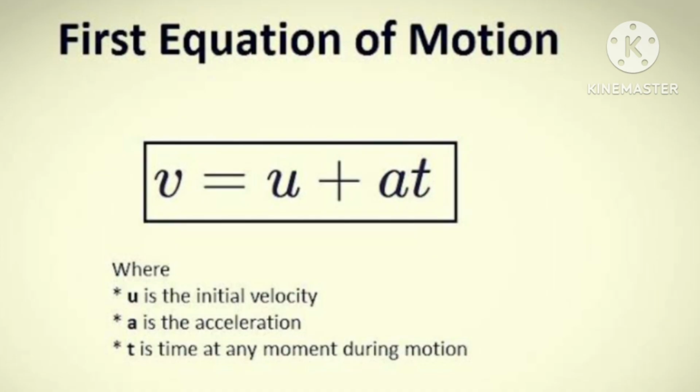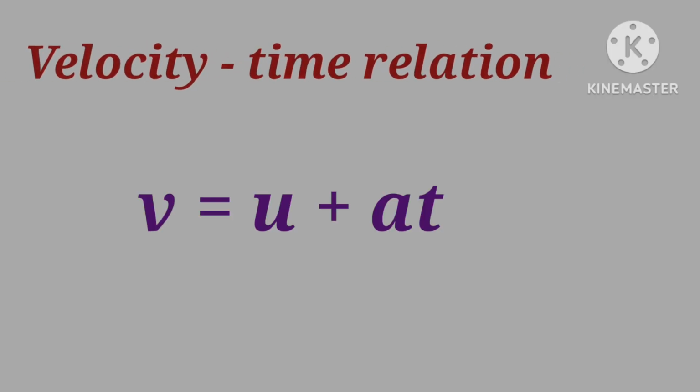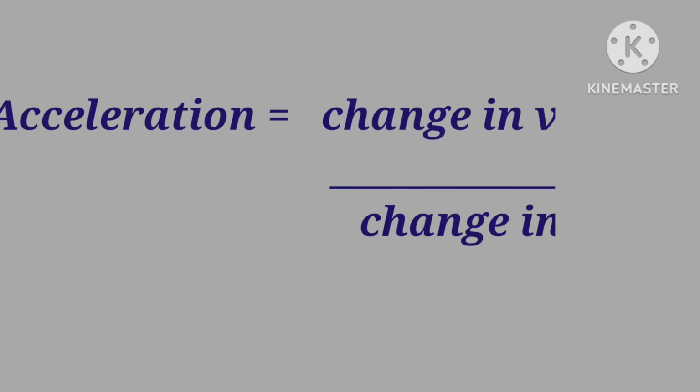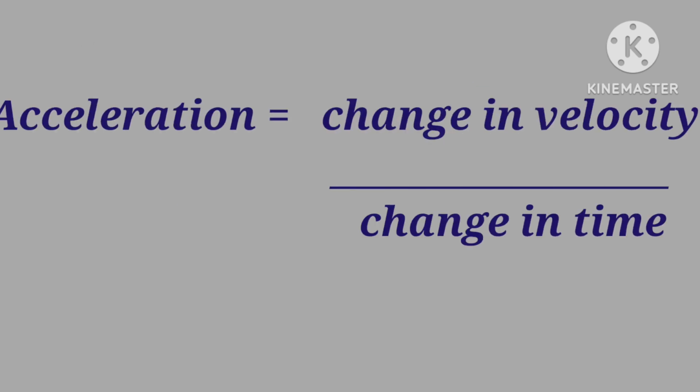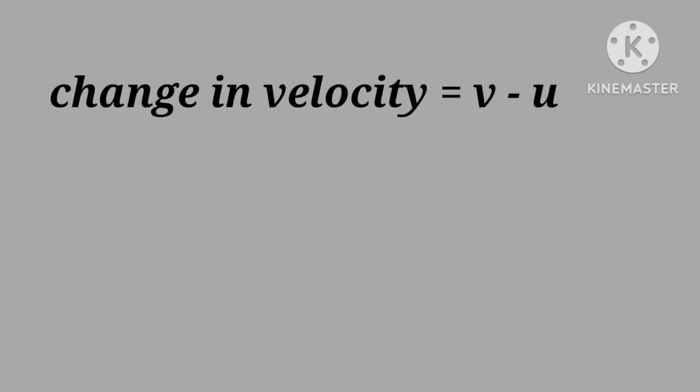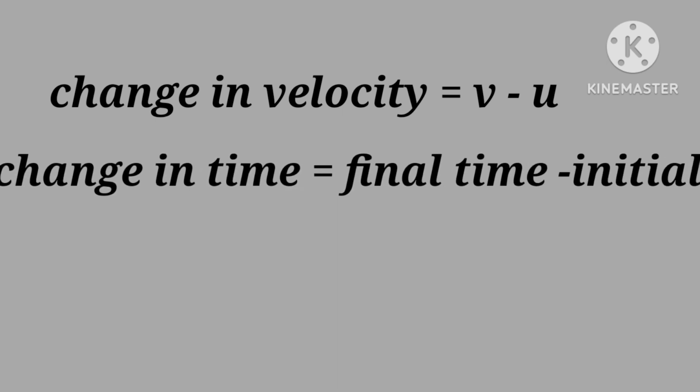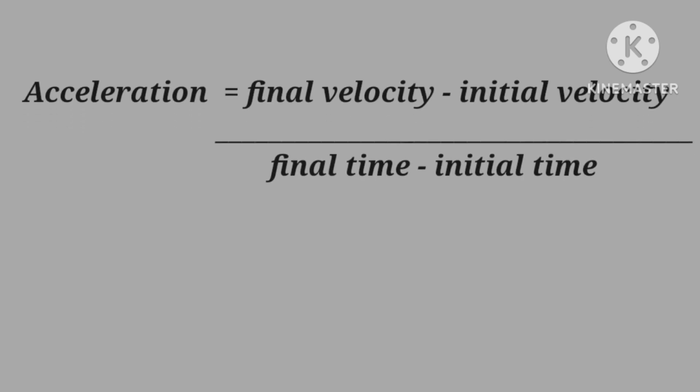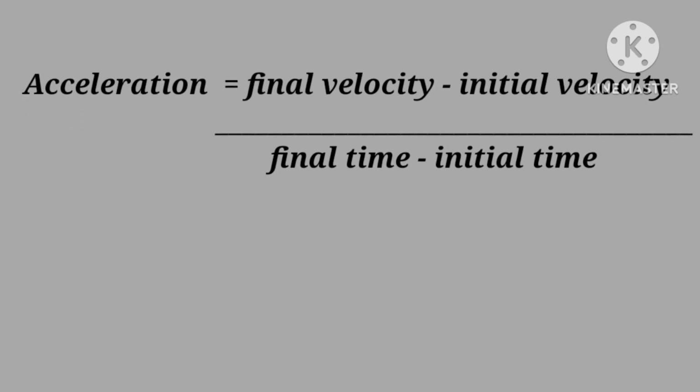Let's see the first equation: v is equal to u plus at. This equation is also called the velocity-time relation, as the formula for acceleration is change in velocity divided by change in time. To find the change in velocity, we simply subtract the initial velocity from the final velocity, and by the same method we can find the change in time. Therefore, the formula for acceleration will be final velocity minus initial velocity divided by final time minus initial time.